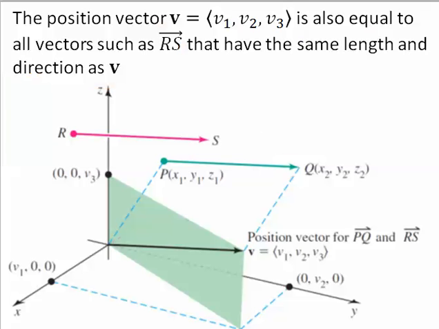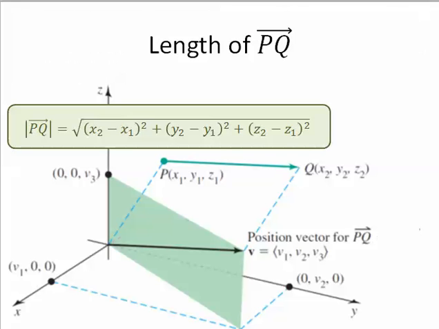The position vector (v1, v2, v3) is also equal to all vectors such as RS that have the same length and direction as v. The length of PQ can be found using 2 runs of the Pythagorean theorem.